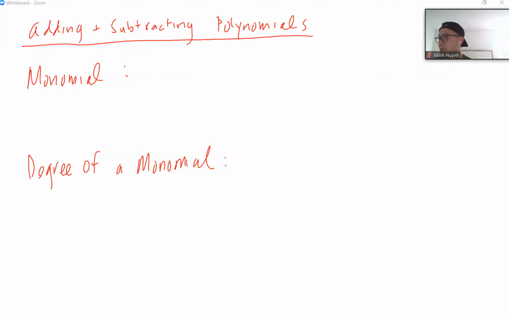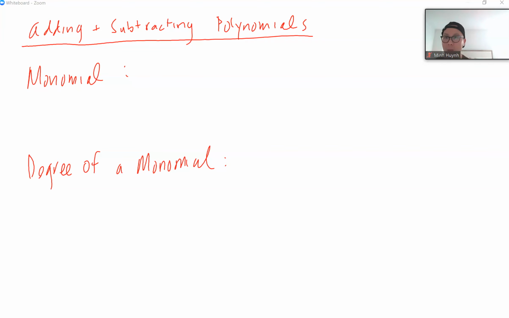Hey guys, I'm going to teach you a lesson on adding and subtracting polynomials. It's going to be mainly a review, but we have to front load with some vocabulary. It's essential that you know this vocabulary because it will be on the assessments, quizzes, and tests coming up in the future.